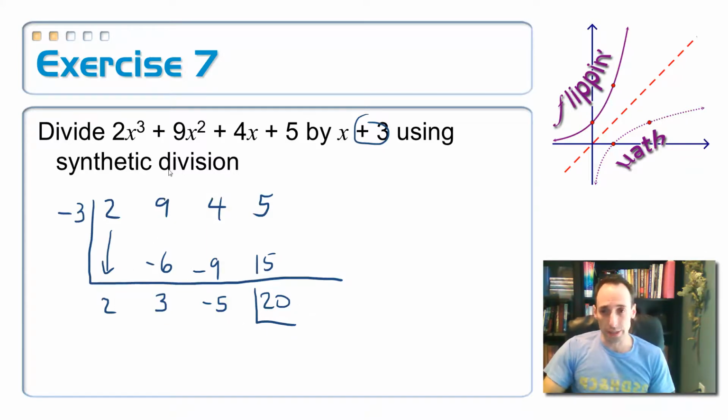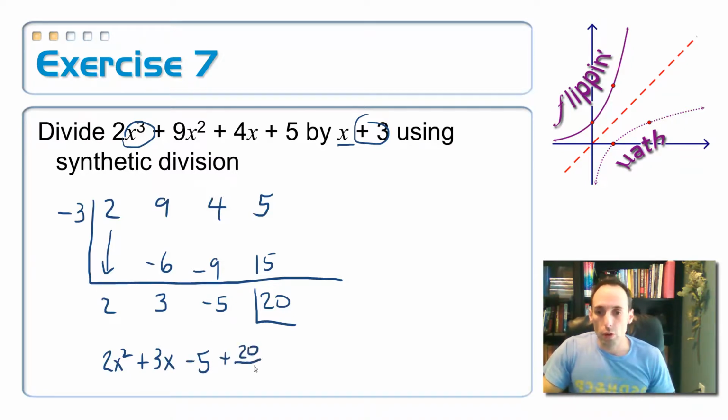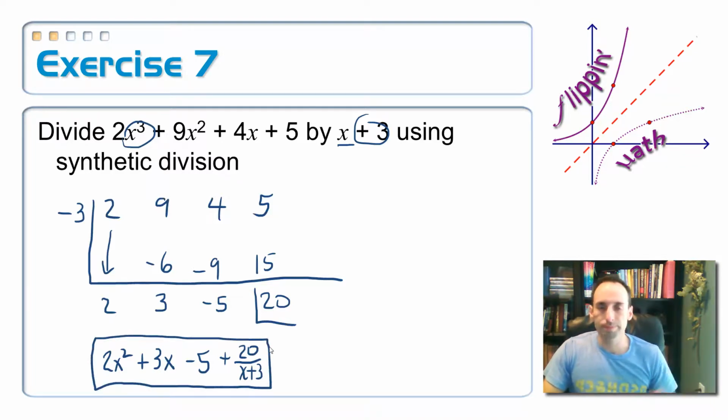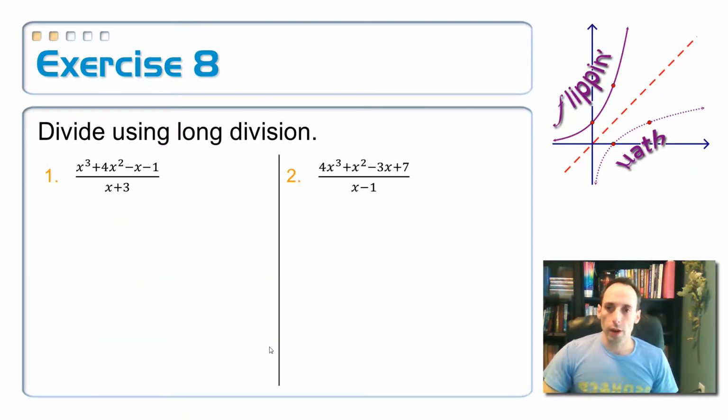My answer is, well, look at this. I got x cubed, and I'm dividing it by x. X cubed divided by x is x squared. 2x squared, just keep decreasing, plus 3x minus 5, and then my remainder is plus 20 over, what was it that I was dividing by? X plus 3. Ta-da! It's pretty fun.